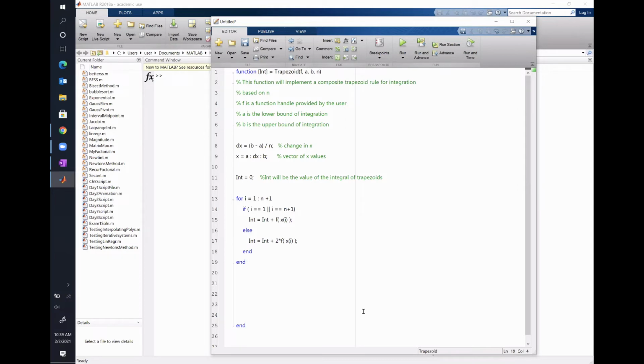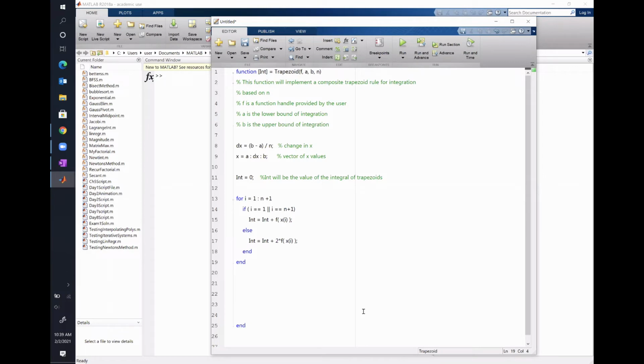So we start our integral off at 0, and then we go to i equals 1. And then I add f of x of 1, which for us in our handwritten work was x0, so basically f of x0. Now, i equals 2, I go to the else part and I say int equals int plus 2 times f of x of 2, which for us was 2 times f of x of 1, or f of x1. So basically we've done a 1 shift in our index.